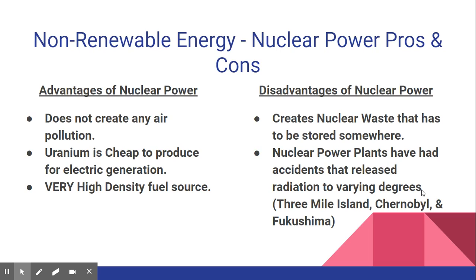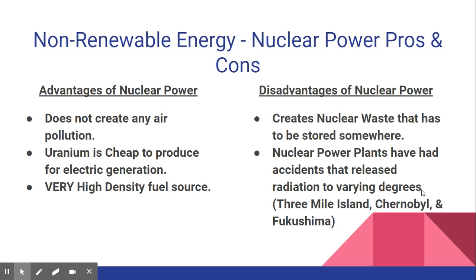But on the downside, it creates nuclear waste, and that nuclear waste has to be stored somewhere. And of course, nobody wants nuclear waste in their own backyard. We always want it to go somewhere away from ourselves. So the question comes, where do we put it?